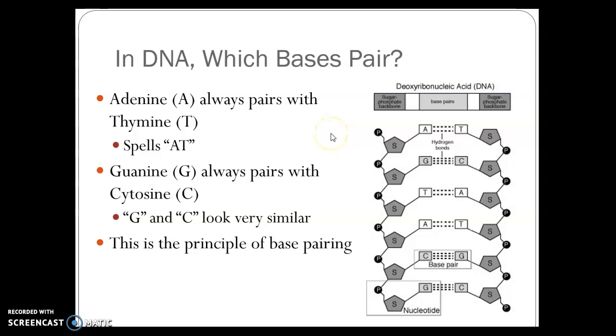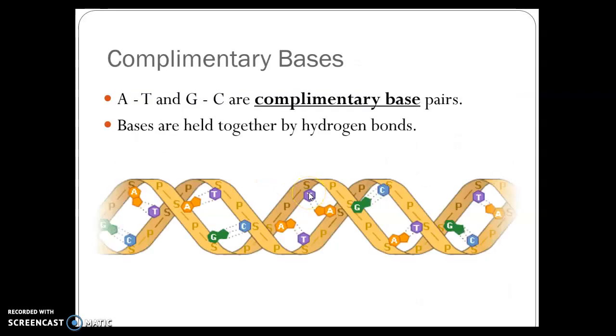So in DNA, which bases pair together? We already talked about this a little bit. Adenine with thymine, spells AT, and then guanine always pairs with cytosine. G and C look very similar to each other. G and C, those look like they go together. Those 2 pair together. So this is always true. It never happens any other way. A is always with T, G is always with C. That's it. And again, this is only in DNA though, because in RNA there's a little bit of a different sequence there, a little bit of different combination.